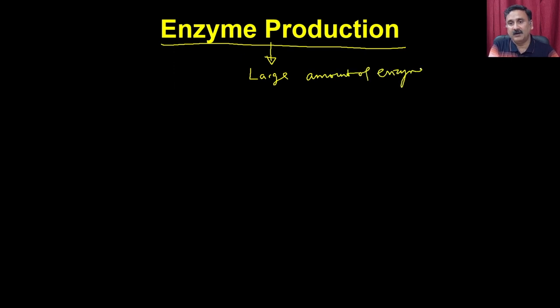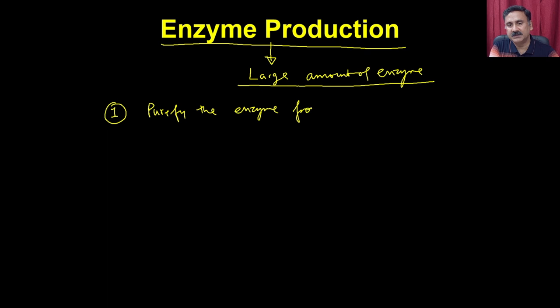So in today's lecture, we are going to discuss enzyme production. Enzyme production, as the name suggests, is where you are going to prepare a large amount of enzyme. There are two approaches one can use. The first approach is that one can purify the enzyme from rich sources.